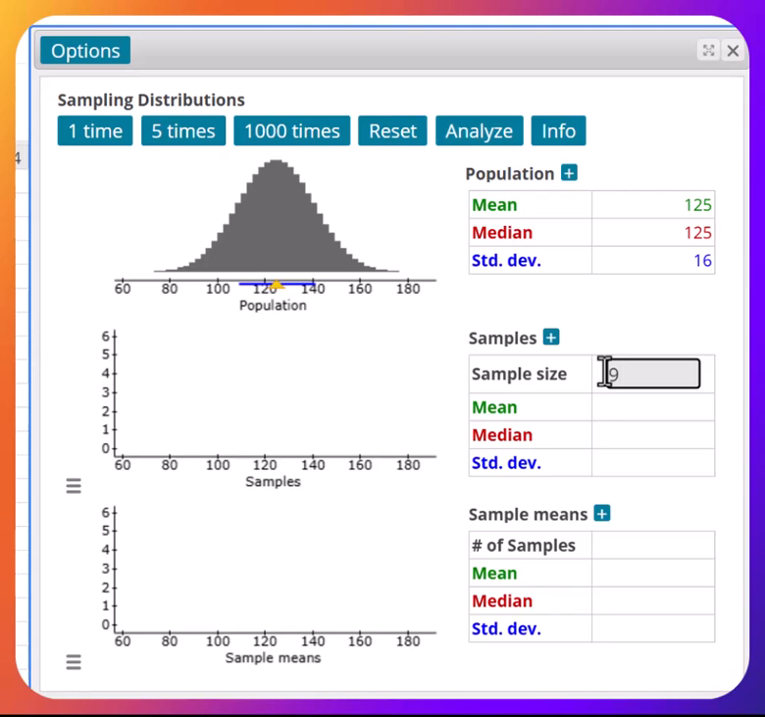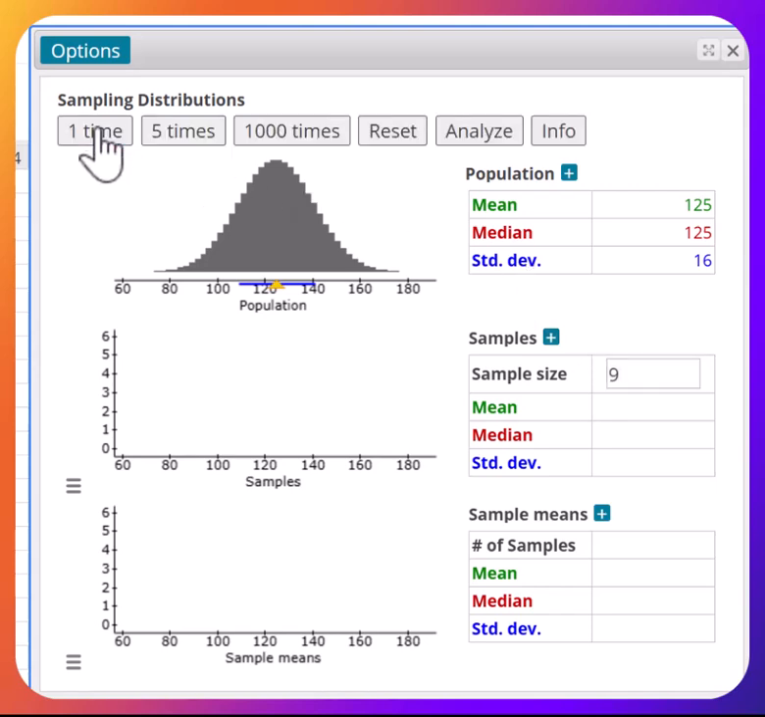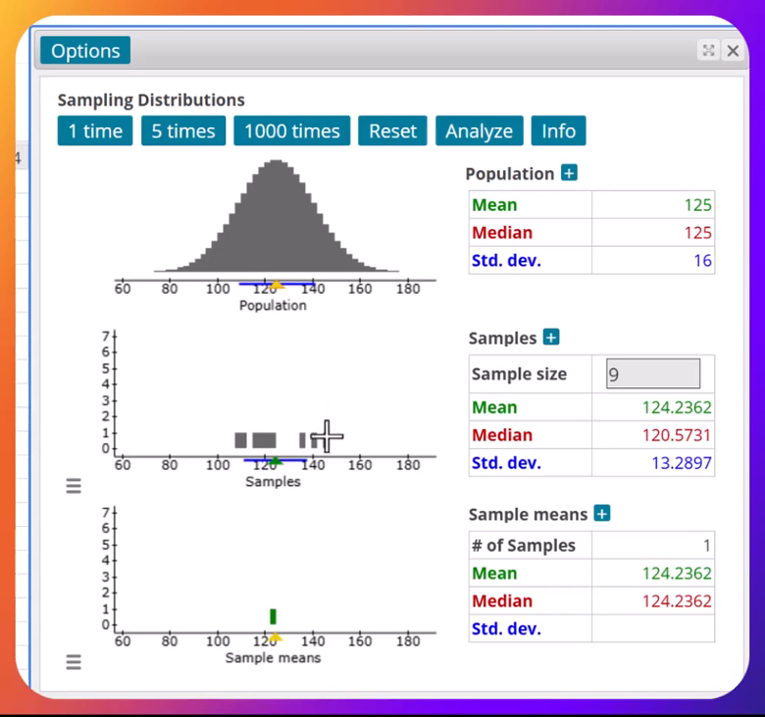So let me select one sample and let me show you what's happening, guys. Just watch. 1, 2, 3, 4, 5, 6, 7, 8, 9. So this is what the applet is going to do. It selected 9 values from the population and computed the mean of those 9 values, which is right here. Okay, I'm going to reset it.